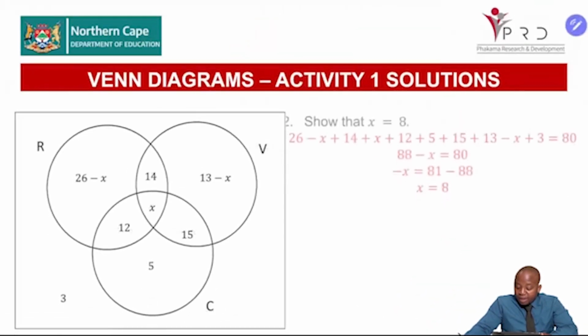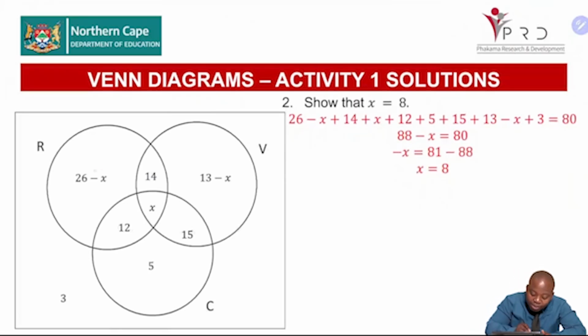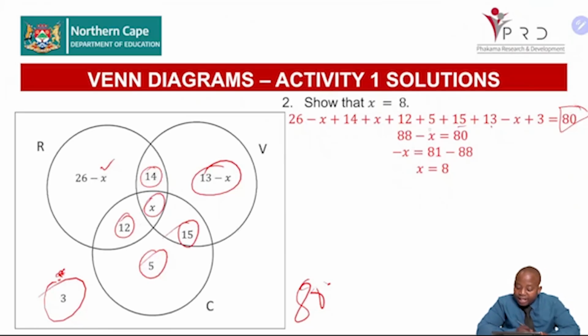Let's move on. Show that X is equal to 8. How do we get X to be 8? Remember, to find X, we add everything in our events. So I'm going to say 26 minus X plus 14 plus X plus 12 plus 5 plus 15 plus 13 minus X plus 3. Don't forget this 3, because we are also adding it when we are looking for X. Then all of it equals the total. So our total was 80. Then we solve for X. We get X as 8. So we have shown that X is equal to 8.